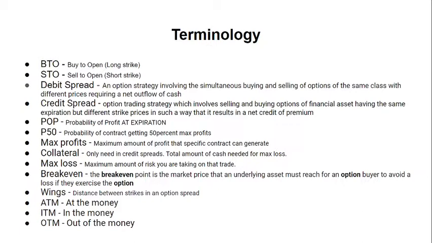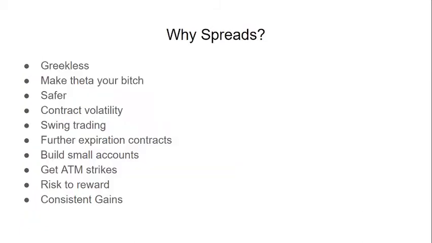At the money, ATM. ITM is in the money, OTM out of the money. I'm pretty sure we went over that yesterday. At the money is right at the underlying stock price. In the money, if you have a call, say the stock price is 370 and your call is 365, that call is in the money. Vice versa, if you have a call and the stock price is 370 and your call strike is at 375, that is out of the money. And then if the stock price is at 370 and your strike price is at 370, that's at the money. It's right at the underlying stock price.